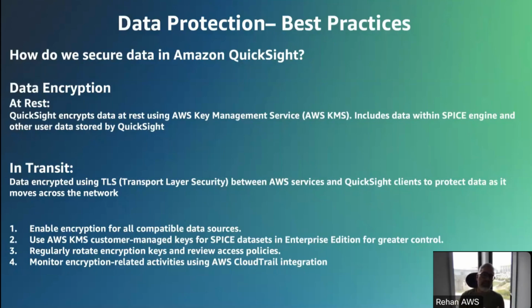There's a couple of things to remember here. Make sure that you enable encryption for all compatible data sources. Use customer managed KMS keys for SPICE datasets, and that's only available in the Enterprise edition of QuickSight. Just a couple of other things to remember: regularly rotate encryption keys and review access policies. Just make sure that permissions are given in such a way that certainly those service accounts that need access can encrypt or decrypt the data.